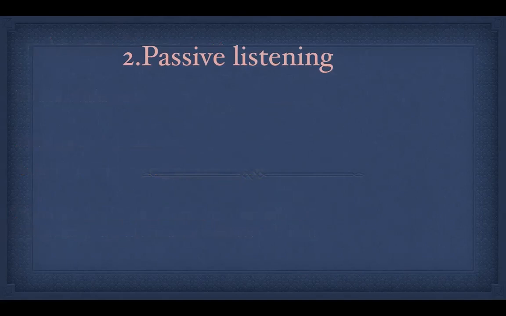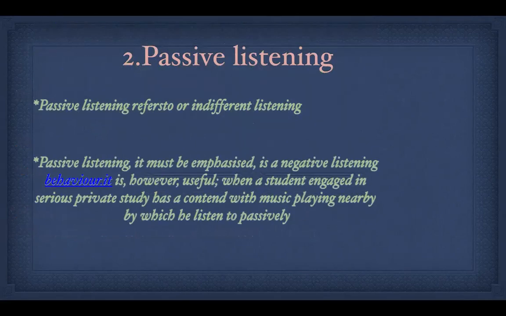Second one is passive listening. Passive listening refers to indifferent listening. It must be emphasized that it is a negative listening behavior. It is, however, useful when a student engaged in serious private study has music playing nearby, which is listened to passively. So this is about passive listening.